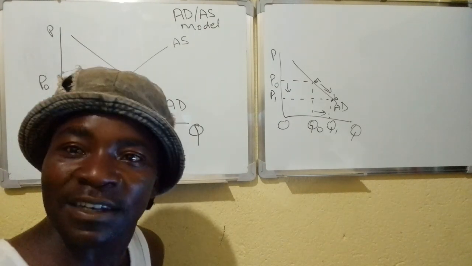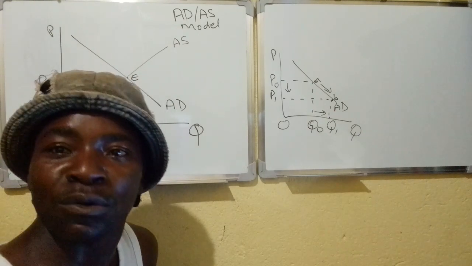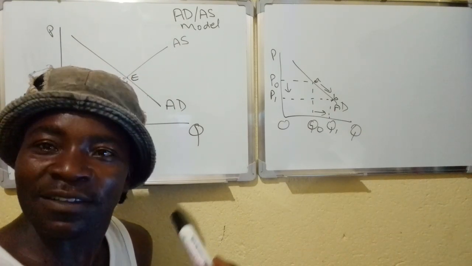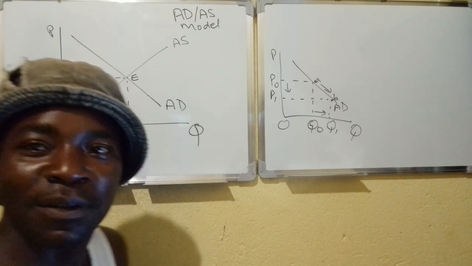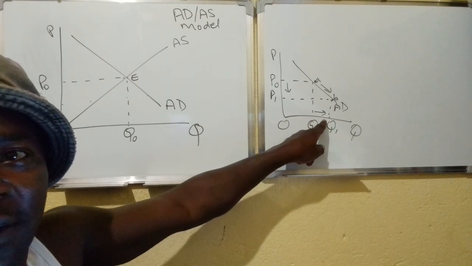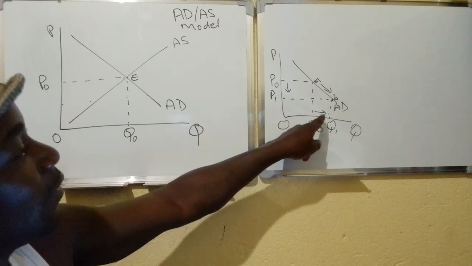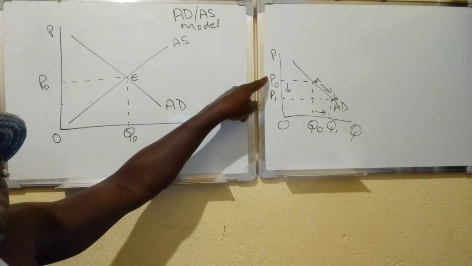Now the depreciated rand makes it cheaper for foreigners to come and buy our goods. As these foreigners are coming to buy our goods and services, it means there is more demand for our goods and services locally. Can you see? The whole thing started with, we call this the international trade effect.